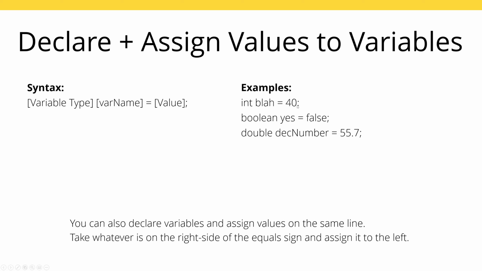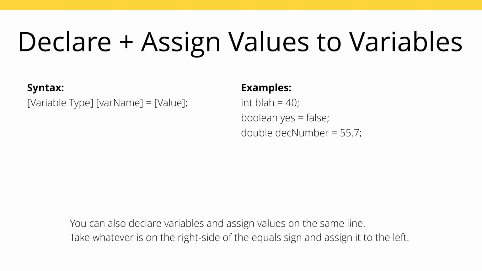Int blah assign 40, boolean yes assign false. We're going to create a variable. The name is decNumber. We are going to declare it as type double. It's going to hold double values, and we're going to assign it the value of 55.7. So you can also declare variables and assign values on the same line. Again, take whatever's on the right side of the equal sign and assign it to the left. You assign whatever's on the right to the left.